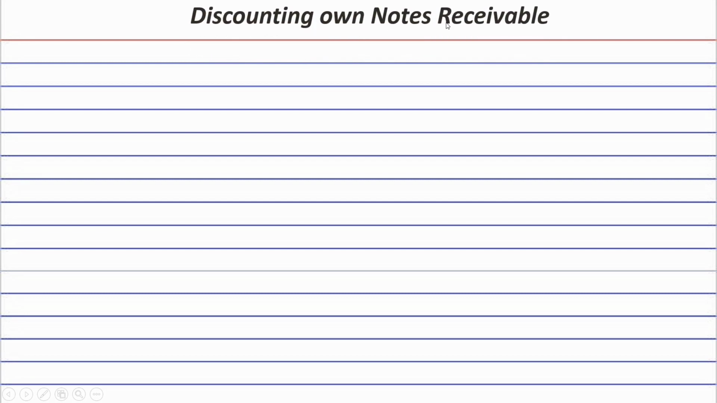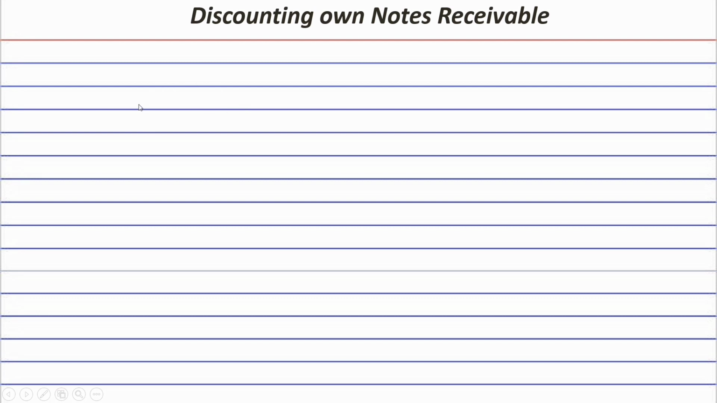And in this video, we are going to talk about discounting own notes receivable accounting, which is, in simple terms, accounting related to selling your notes receivable before maturity to another party. Okay? Now, let's go directly to an illustrative problem so that you can relate on that.